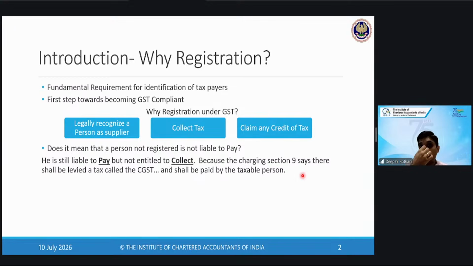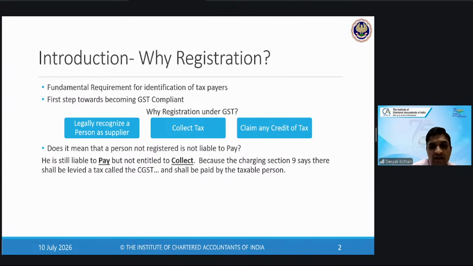So non-registration doesn't give you a kind of immunity saying that you don't have to pay tax. You still have to pay tax. So to pay that tax, you will have to register. Fine. So non-registration doesn't give that escape route, is what I'm trying to say.